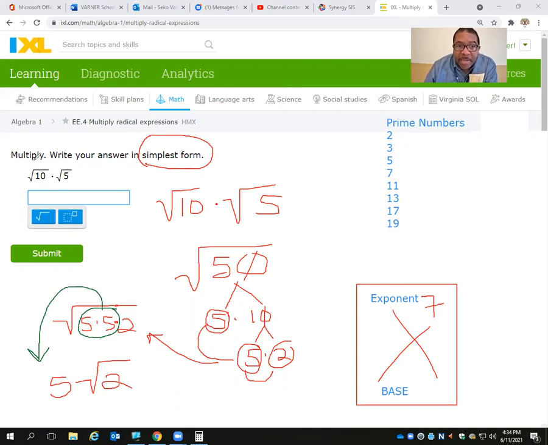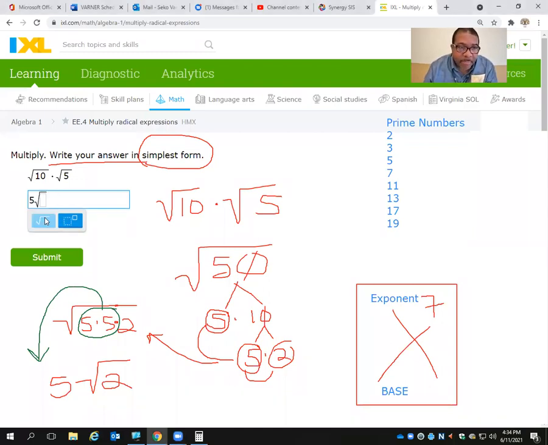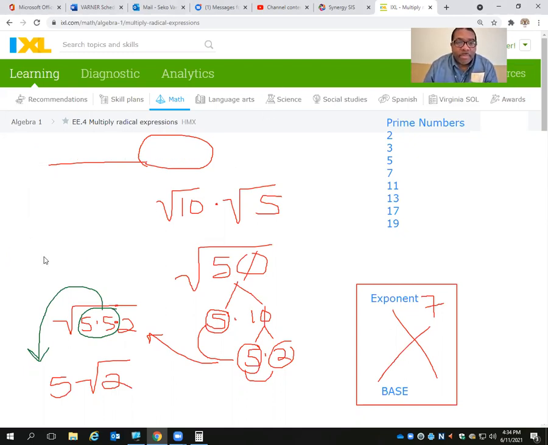So it said multiply. I multiplied the square root of 10 times the square root of 5. Write your answer in simplest form. This is the simplest form, 5 square root 2. So let's type that in. 5, radical sign, 2. Let's see if I'm correct.